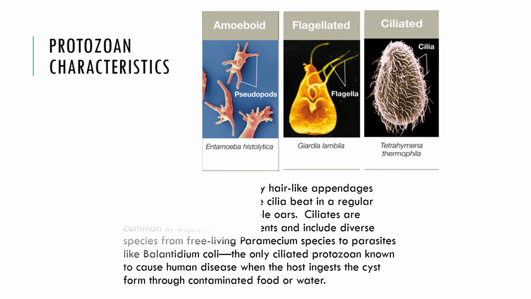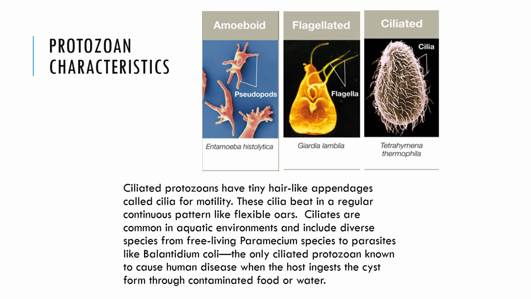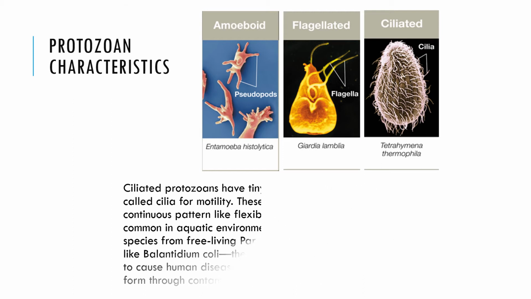Ciliated protozoa. These ciliated protozoa have tiny hair-like appendages called cilia. They use these cilia for motility. These cilia beat in a regular continuous pattern like little flexible oars. These ciliates are common in aquatic environments and include diverse species from free-living Paramecium species to parasites like Balantidium coli. This is the only ciliated protozoan known to cause human disease when the host ingests the cyst form through contaminated food or water.